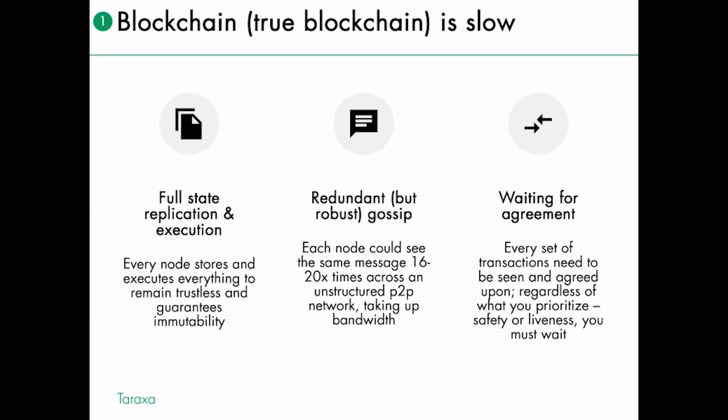In true decentralized blockchain networks, you typically have an unstructured peer-to-peer network. So you cannot make presumptions about who's in, who's out, where they are, latencies. None of these things have guarantees. So you just have to trust that this very redundant gossip is going to keep you trustless, but very inefficient. The third one is, of course, waiting for agreement.